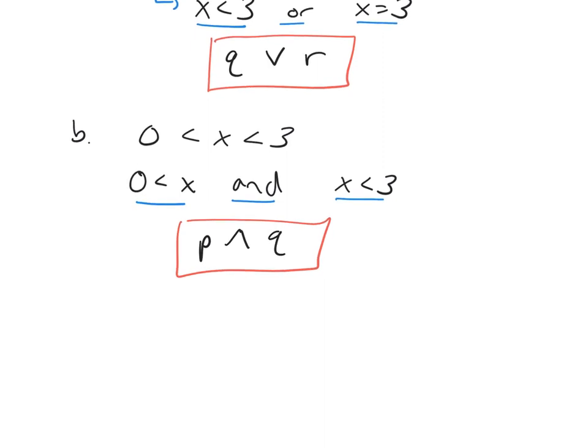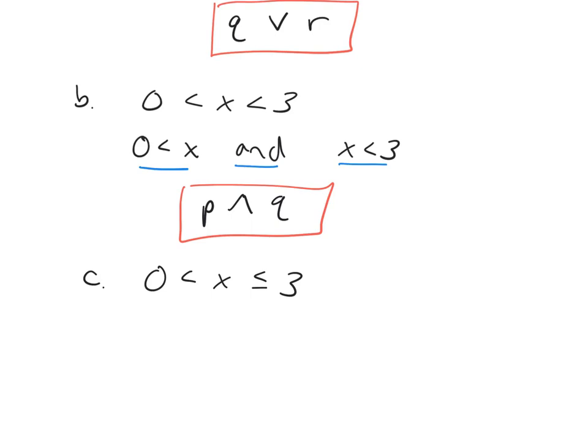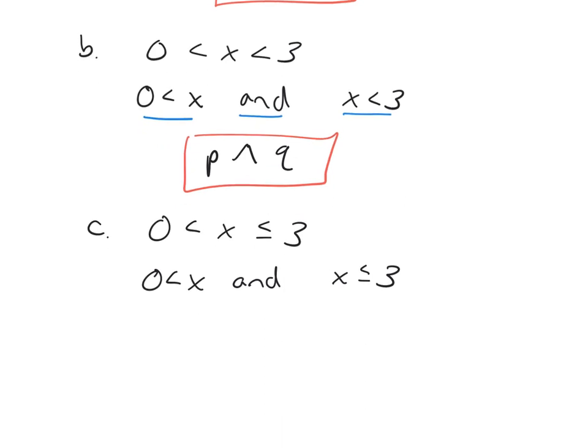All right, let's do one more. So C, 0 is less than x is less than or equal to 3. So again, first expand this out, write it as a compound statement. 0 is less than x, and x is less than or equal to 3. So this first part, 0 is less than x, that's p. And put an and symbol there. Now, this x is less than or equal to 3, we actually did that in part A. So this would be Q or R. And you need a set of parentheses here.